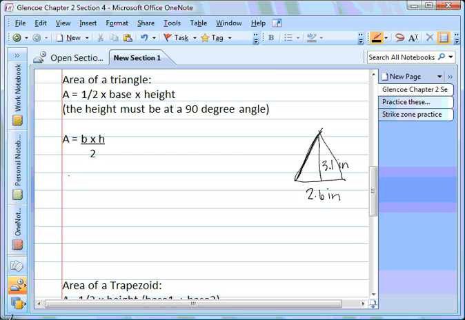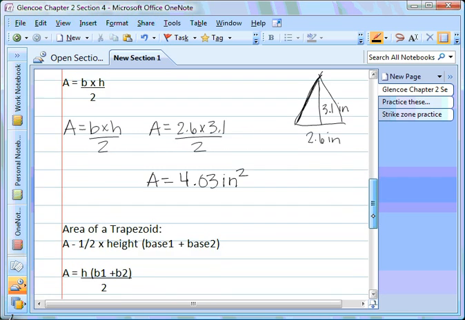To solve for that, we're going to use the formula area equals base times height divided by 2. We're going to fill in those numbers. Area equals, the base is 2.6, our height is 3.1, divided by 2, and then we can solve. Area equals, we multiply 2.6 by 3.1, and then we divide it by 2 on our calculator, and we get 4.03. We have to keep our label in inches, but because now we have area, we need inches squared. Make sure you're showing your work.